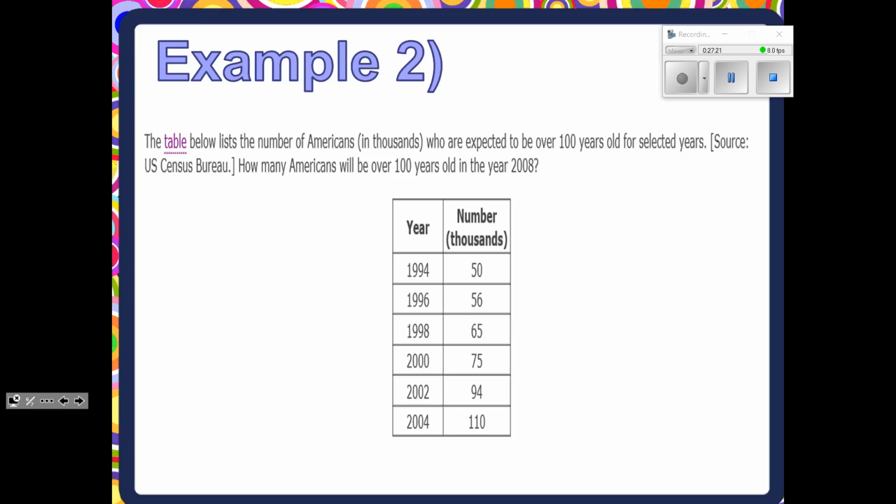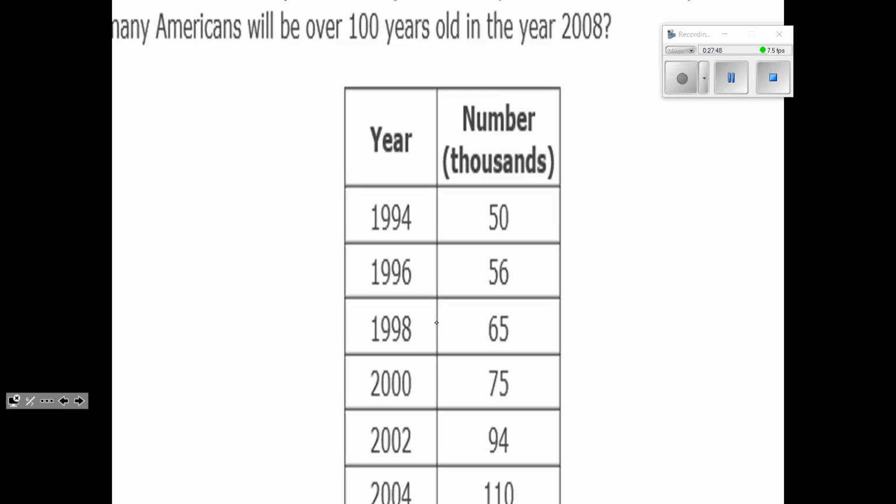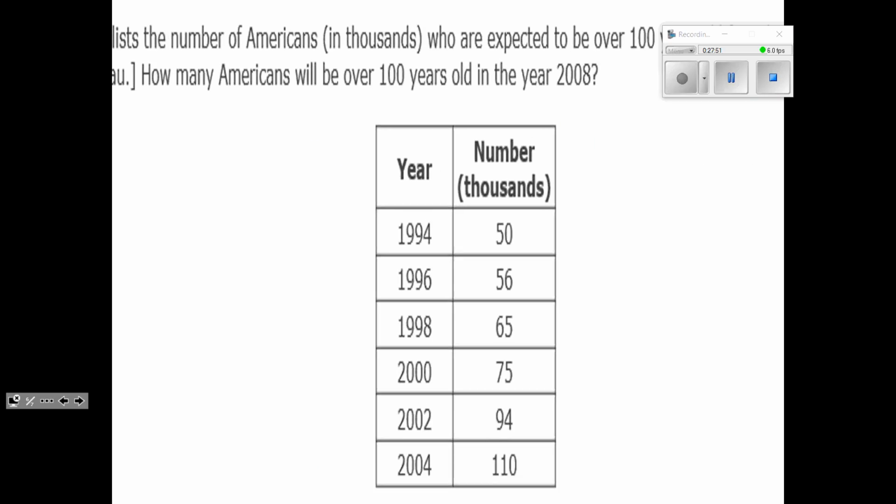So let's look at what we're seeing here. The table below lists the Americans who are expected to be over 100 years old for the selected years. I want to know how many Americans will be over 100 years old in 2008. Okay? So first things first, I'll try to make it a little bit bigger so you can see. How's that? Is that good? So you can see.